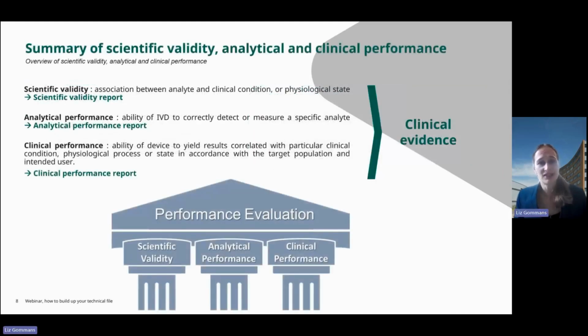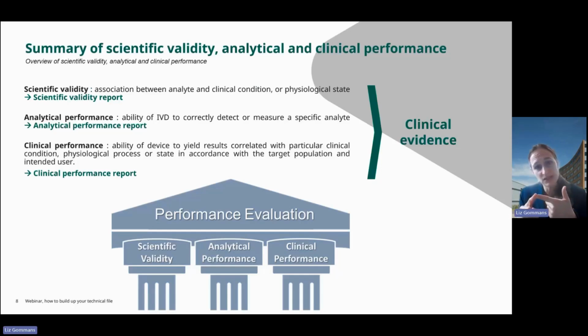Then we go to the summary of scientific validity, analytical and clinical performance. So this is actually the biggest chapter in the technical file report. Why? Because it's basically all the clinical evidence that you have to provide within one chapter. As you will probably know, the performance evaluation consists of three important parts. So you have the scientific validity, that is the association between the analyte and clinical condition or physiological state. That's the scientific validity report.